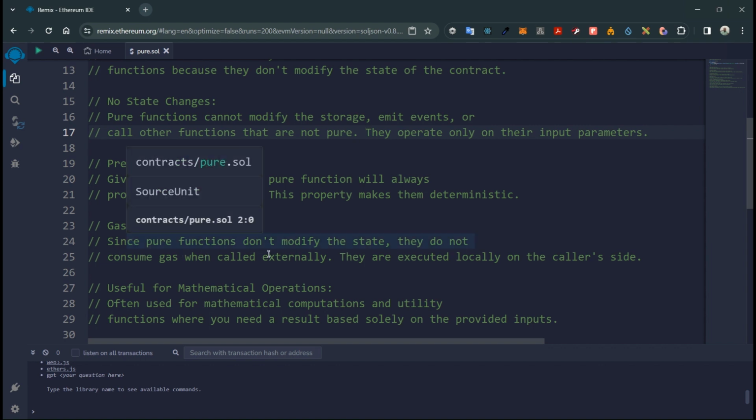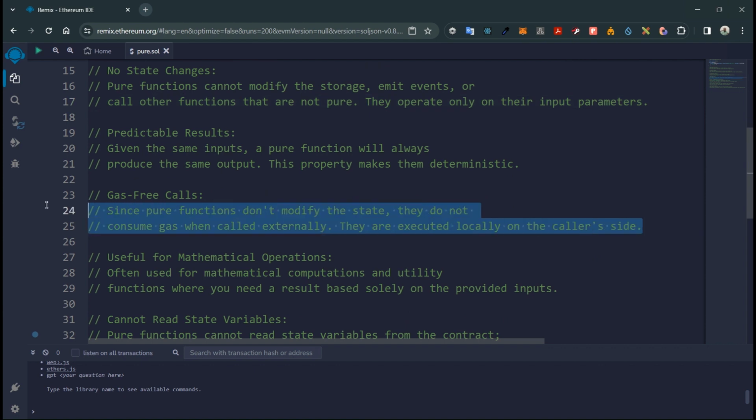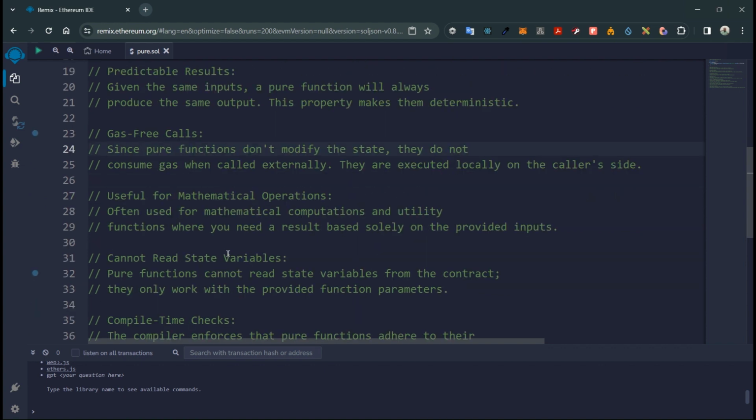Gas-free calls. Since pure functions don't modify the state, they do not consume gas when called externally. They are executed locally on the caller side. So this right here is an interesting use case. Like, just knowing this will allow you to save gas in your contracts just by using the pure keyword on your functions. Useful for mathematical operations, often used for mathematical computations and utility functions where you need a result based solely on the provided inputs. So that should be obvious.